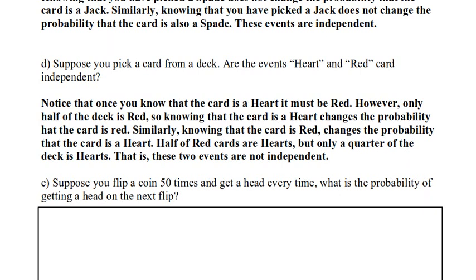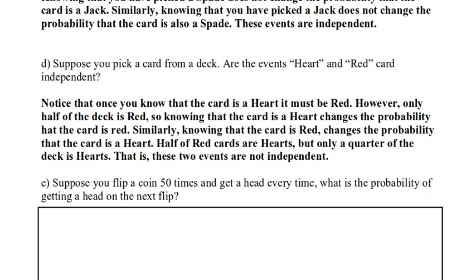Now, this last question is one of those that's meant to put a boundary around an idea. It's meant to say that your intuition serves you, that there's essentially no such thing as gambler's luck. There's no run of things. So it asks the question, suppose you flip a coin 50 times and get a head every single time. What is the probability of getting a head on the next flip?